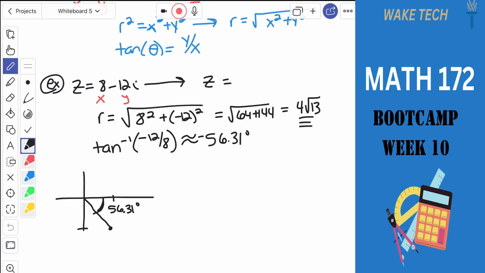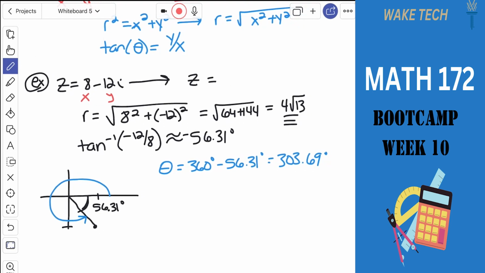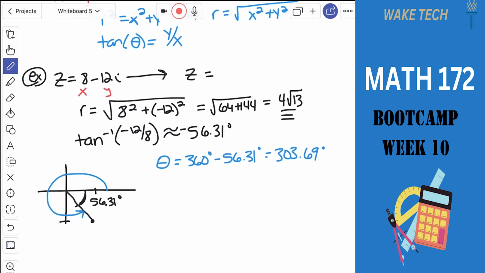What we want is the angle in standard position. Now, we're always interested in angles in standard position. What we can do to get that angle is to use 360 minus 56.31. So the angle in standard position that we need is 303.69 degrees. And so that tells us everything we need. We have r, we have theta. So r is 4 times the square root of 13.